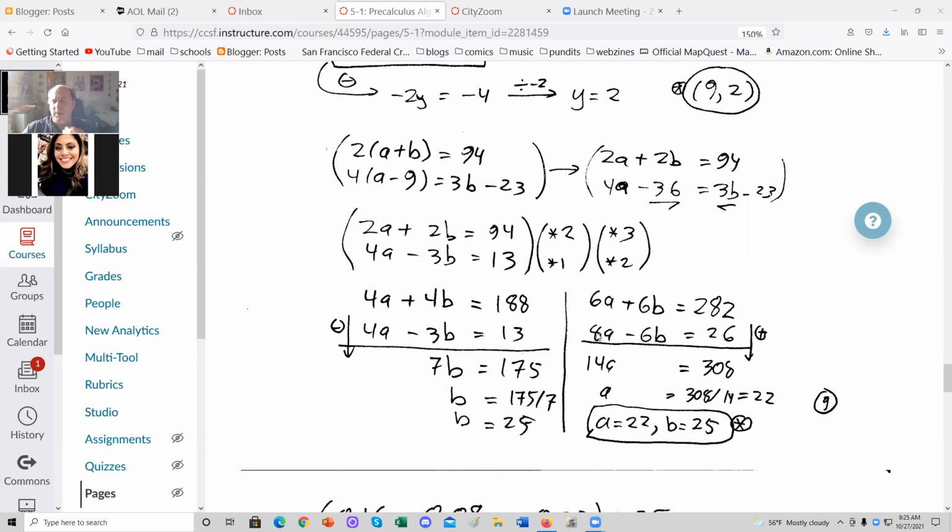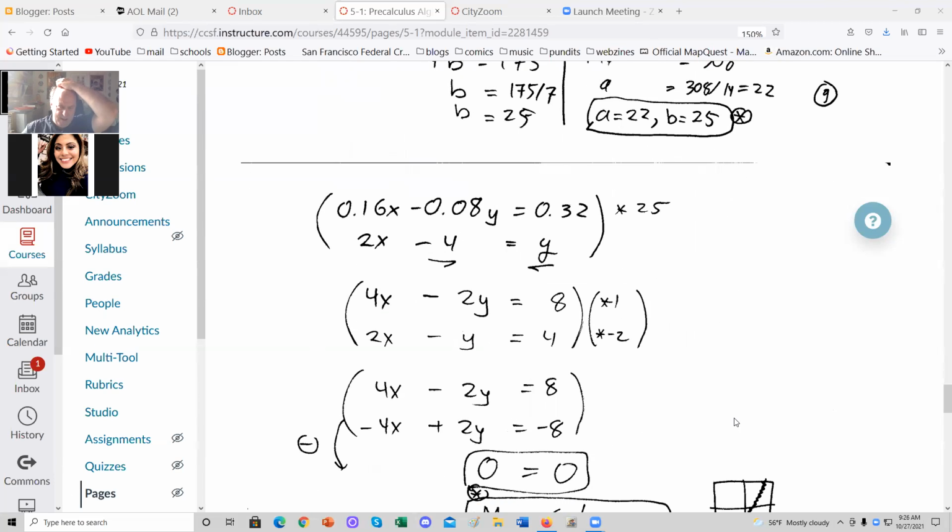Adding 6a plus 8a is 14a. 6b minus 6b is 0, nothing. 282 plus 26 is 308. So 14a equals 308. Divide by 14. a equals 308 over 14, which equals 22. So the solution is a is 22, b is 25.